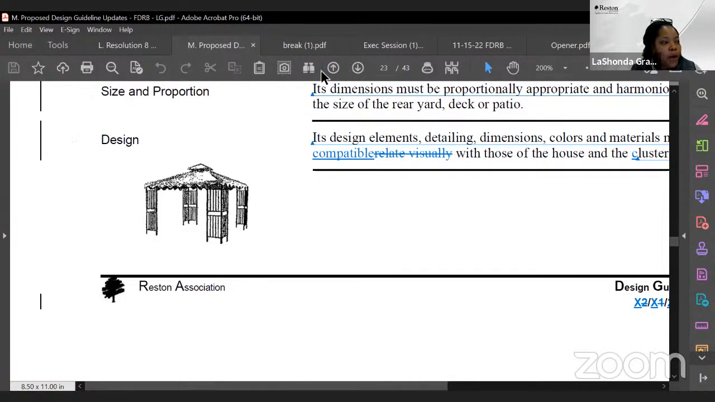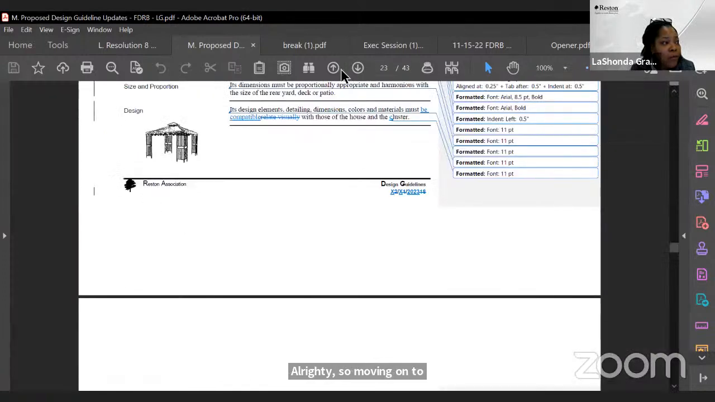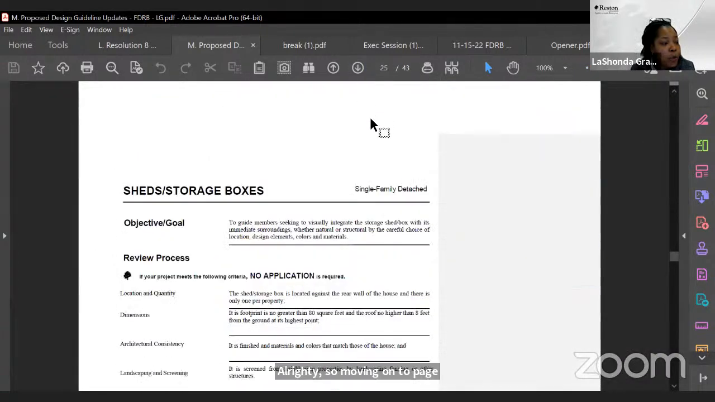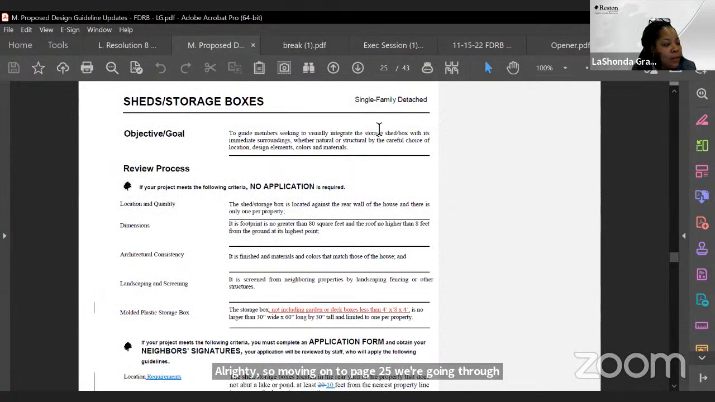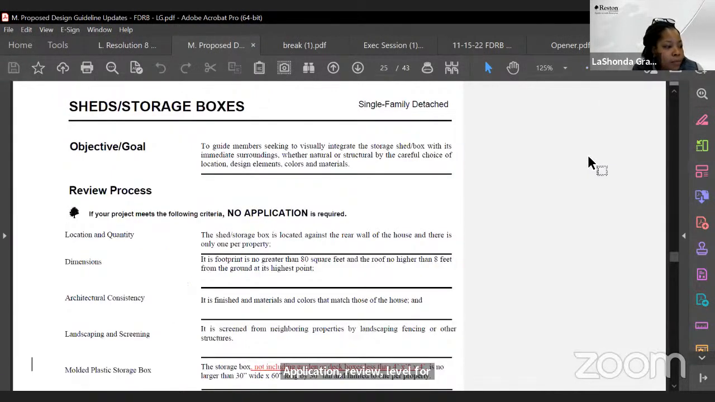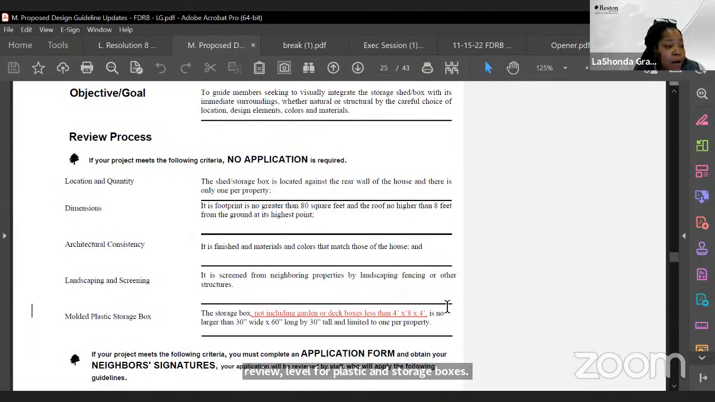so moving on to page 25, we're going through sheds and storage boxes. Under the no application review level for plastic and storage boxes, we added not including garden or deck boxes less than 4 by 8 by 4 feet. And then we also add.